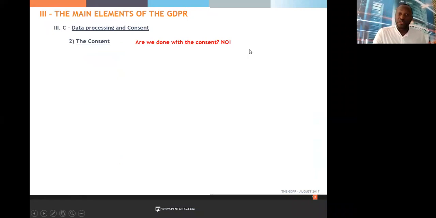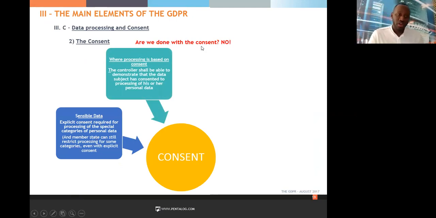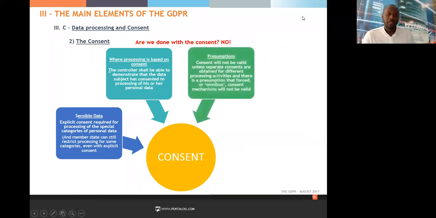So are we done with the consent? No, I insist on that because the consent is very, very important in the GDPR. So you should be very aware of that. So the consent. What about sensitive data? An explicit consent is required for those data. When the processing is based on consent, the controller should be able to demonstrate that the data subject has consented to the processing of his data.